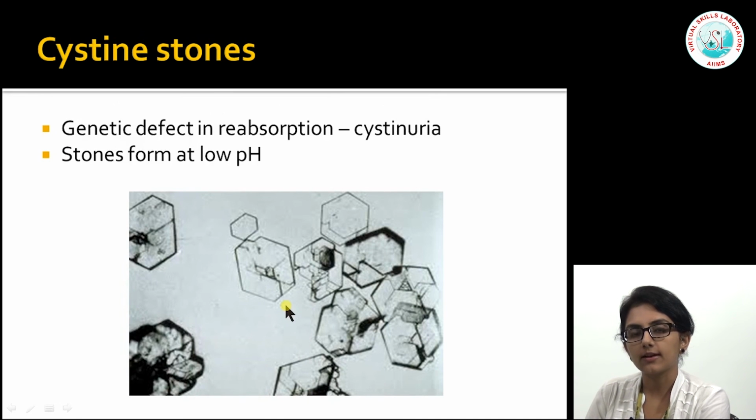Cystine stones are relatively rare. They tend to occur in patients who have a genetic defect in reabsorption of cystine and therefore show cystinuria. These stones also form at a lower or acidic pH and they classically look hexagonal, as we can see in this picture.